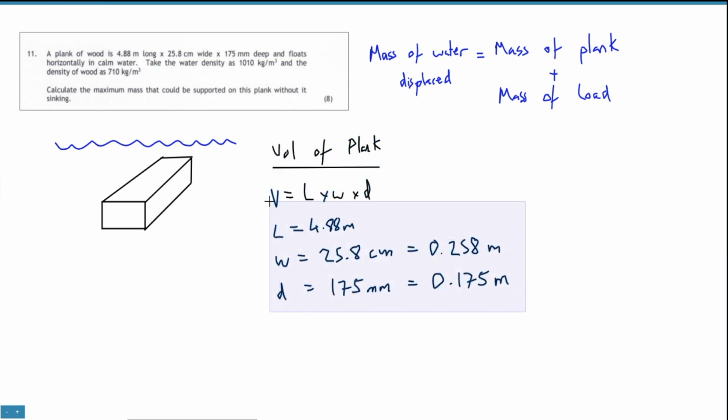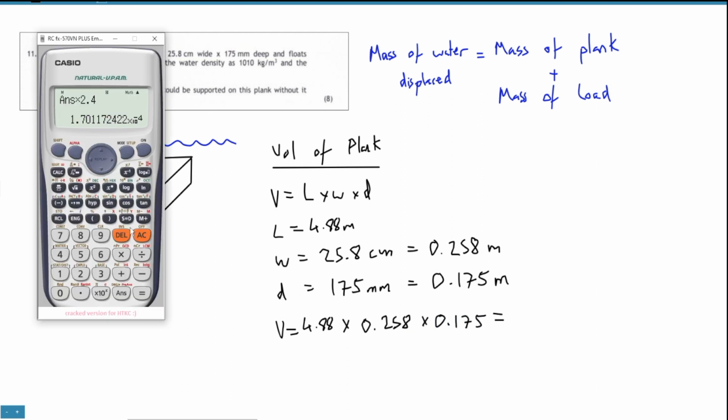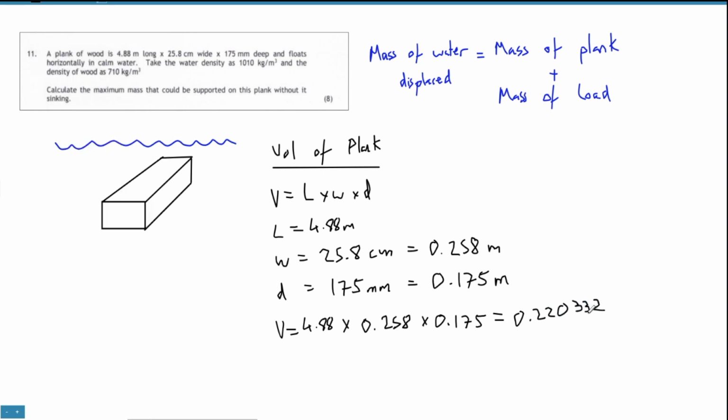Right. I suppose we can multiply all those together to get the actual volume of this thing. 4.88 times 0.258 times 0.175. Let's grab my calculator and type them in. This is the volume of my plank: 0.220332 meters cubed.